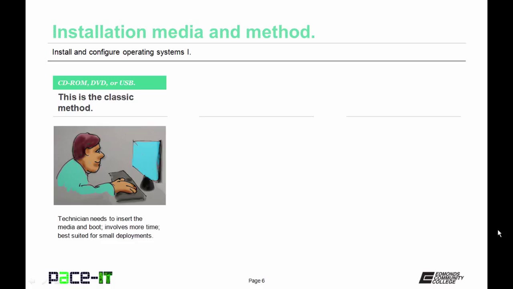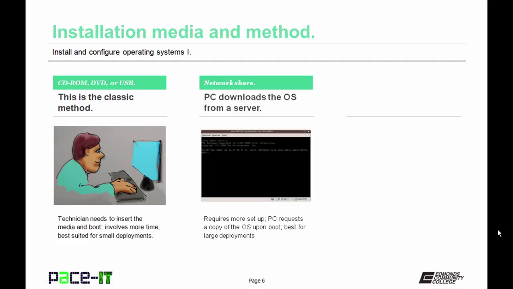For installation methods, we go back to the physical media. That's the classic method. Power up the system, install the disk, and then sit around and wait. For this, the technician needs to have the media, and this is best suited for small deployments. Now let's move on to network deployment.